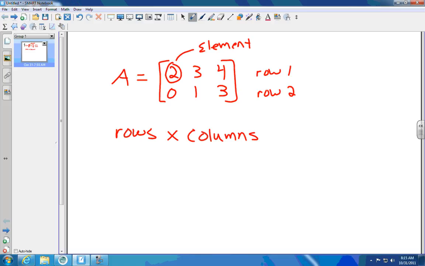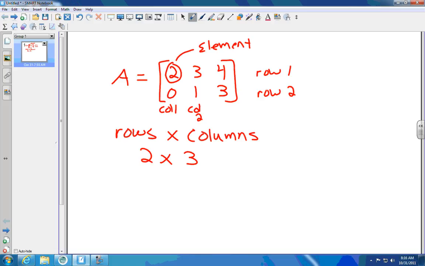Okay, and the vertical ones are the columns. So this will be column 1, column 2, and so on. So how many columns do we have in this matrix that I'm drawing up here? 3. So in naming this, the dimensions would be a 2 by 3 matrix. So it's rows by columns. Rows are horizontal, columns are vertical.